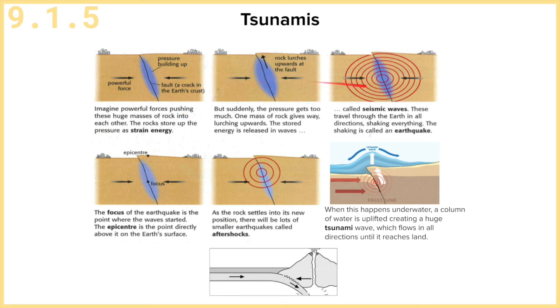But when all of this is occurring underneath the ocean, and that motion jerks upwards, there's a whole host of water above it as well. So as this plate is jerked upwards, it's pushing a column of water upwards as well. And that water column will radiate out in all directions. So it's not just going to travel left or right, it's going to travel in all directions until it reaches land. So when this happens underwater, the column of water is uplifted and a huge tsunami wave which flows in all directions travels until it reaches the land. And that will continue to travel until it reaches land.